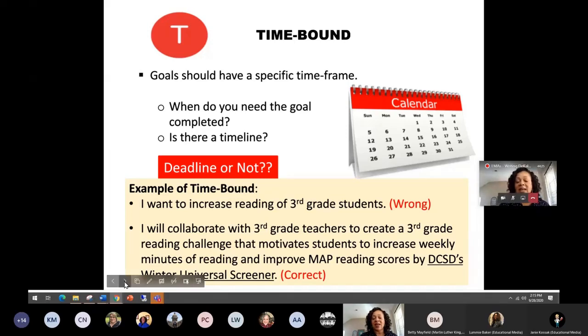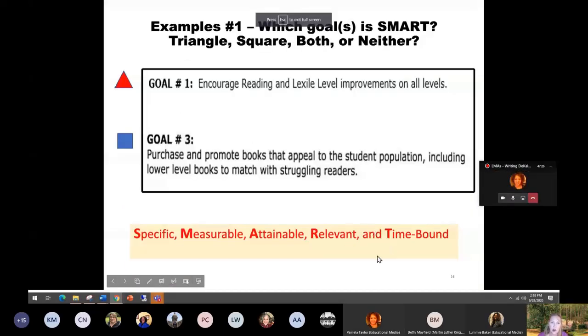And now we'll have Janie that's going to go into some interactive practice activities, and we are all going to work together to answer. All right, here we go. So this is our goal, and let's go through this. Is it specific? Not really. Is it measurable? Encouraging reading, Lexile level improvements on all levels? Yeah, maybe, but not anything specific. Is it attainable? Yeah, you could encourage reading and Lexile level improvements. It's relevant, but is it time bound? Not at all. There is no mention of a time factor at all in the first goal.